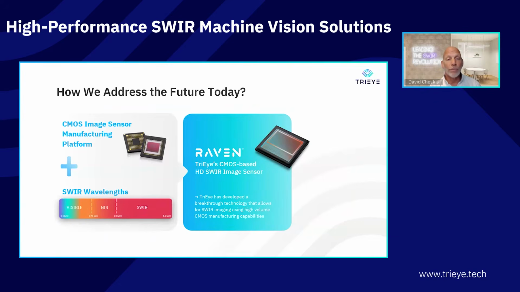What we've done is we've combined the CMOS and essential manufacturing platform with the capability to do SWIR wavelengths using the germanium materials. And we put that into a sensor we call Raven. And that's our CMOS-based high-definition SWIR image sensor. And we've developed a breakthrough technology that allows us to use SWIR imaging for high-volume CMOS manufacturing capabilities to deliver that performance and low cost. So that's what we're doing today.